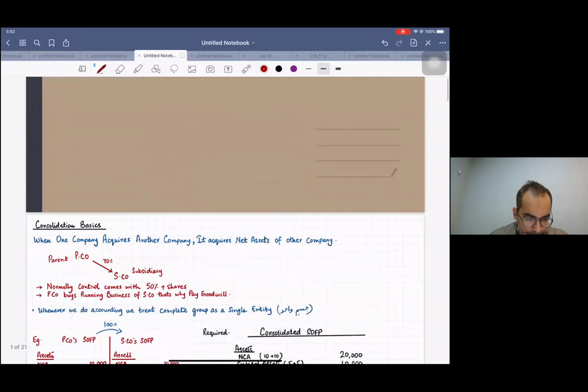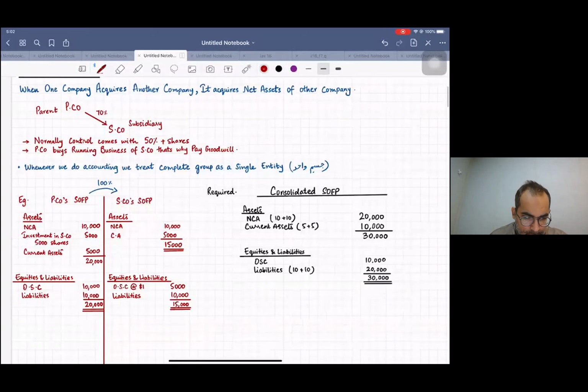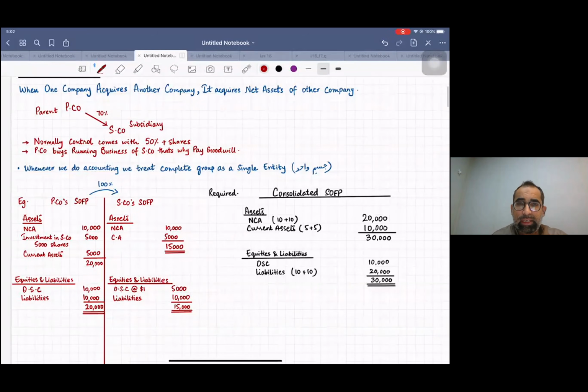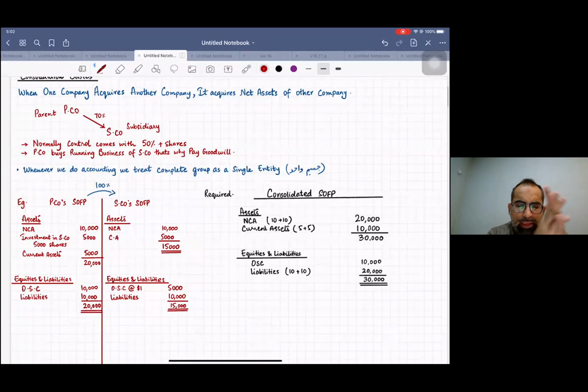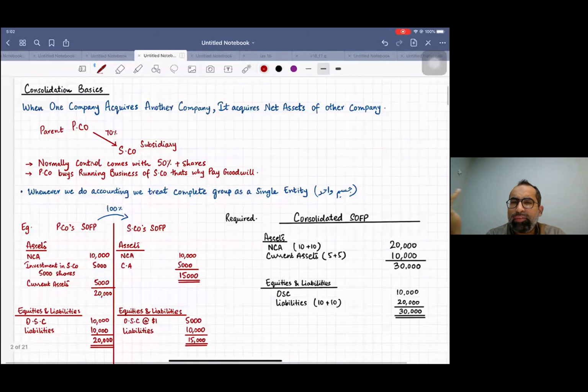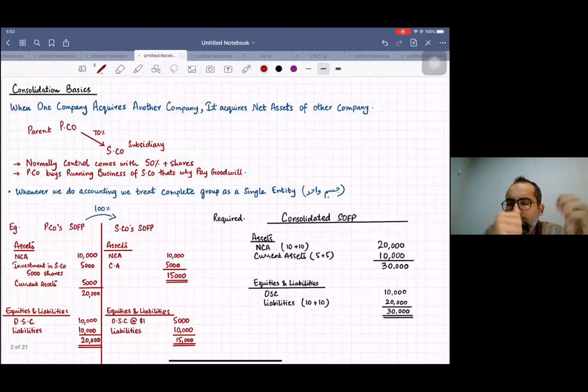Now, first of all, can you see the screen? We all know this is very basic. When one company acquires 50% plus ordinary shares of another company, that company gets the control of that company, right? Now this control means the parent company is buying a running business. Always think like that, that the parent company is buying the running business of the subsidiary company, right?